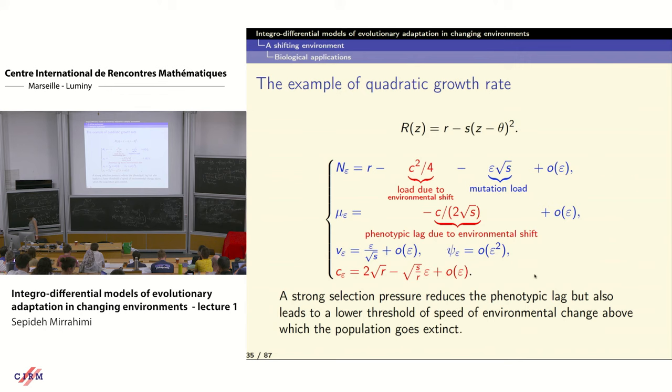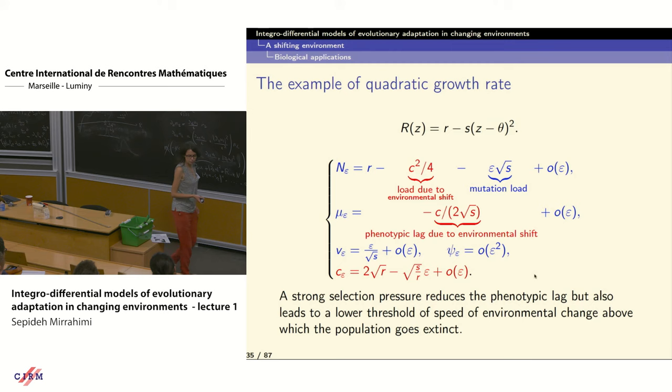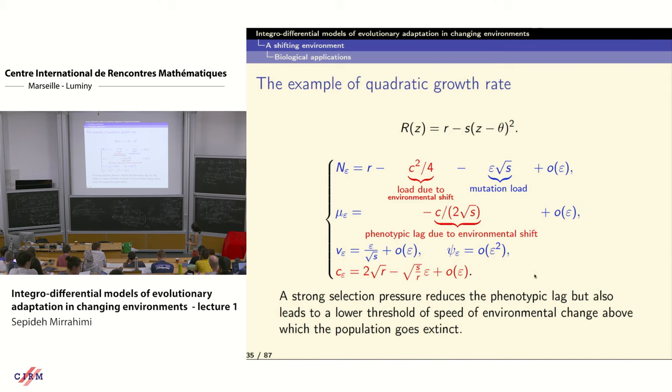So the population size is given by this first line. I think there is a kappa in front of N epsilon here that I have forgotten, so here I have probably taken kappa equal to 1. And so we have this little r, which was the maximal growth rate. If all the individuals were well adapted to the environment, we would have a little r, the maximal growth rate. Because we have the maximal growth rate and the logistic growth rate, the size of the population would be given by r.